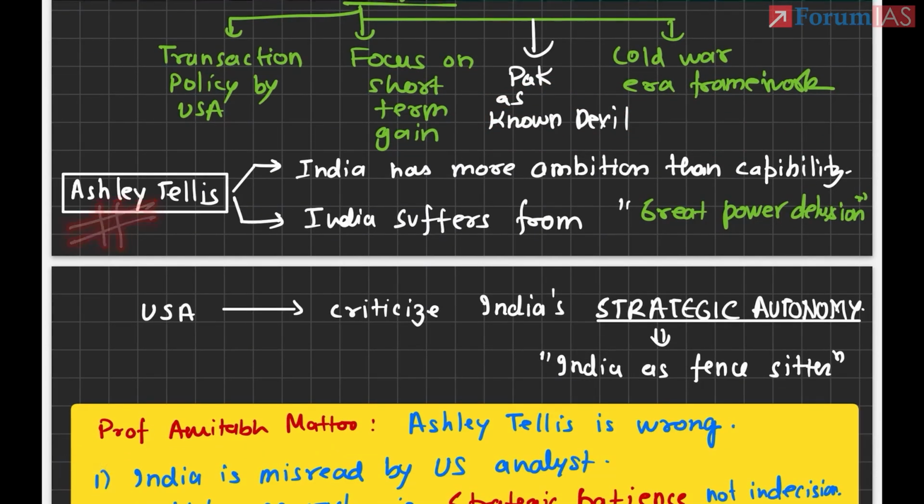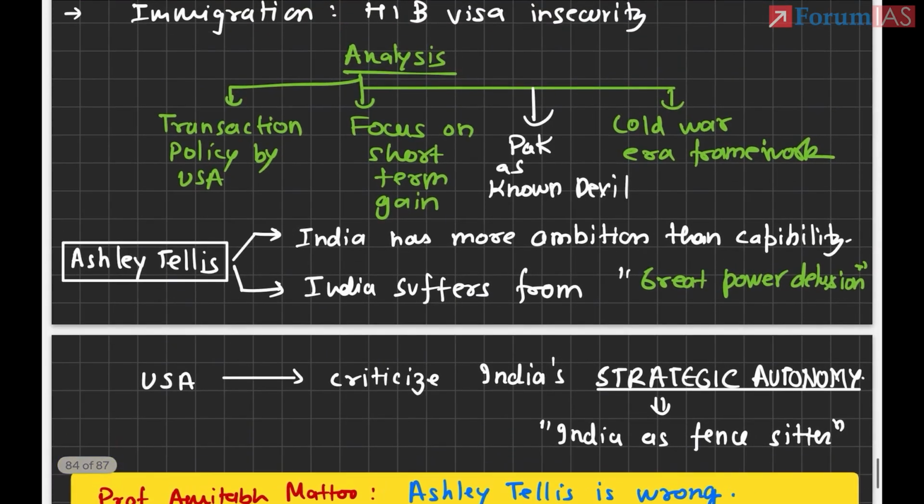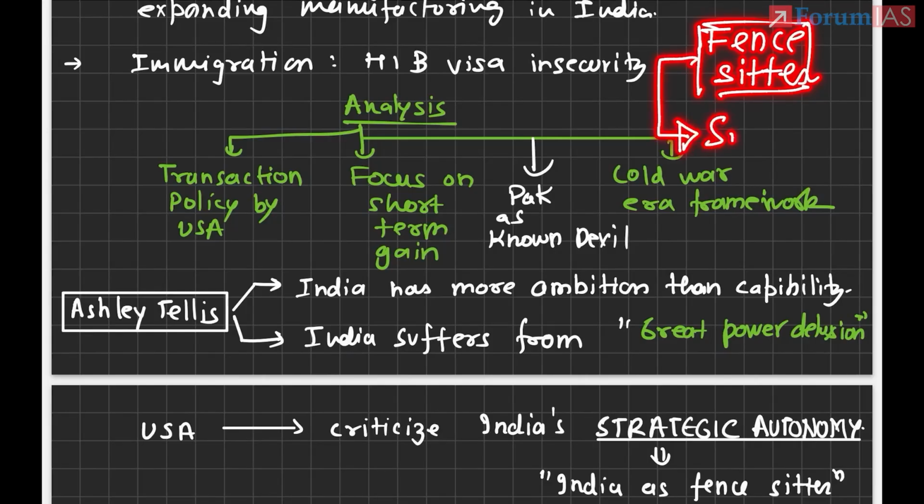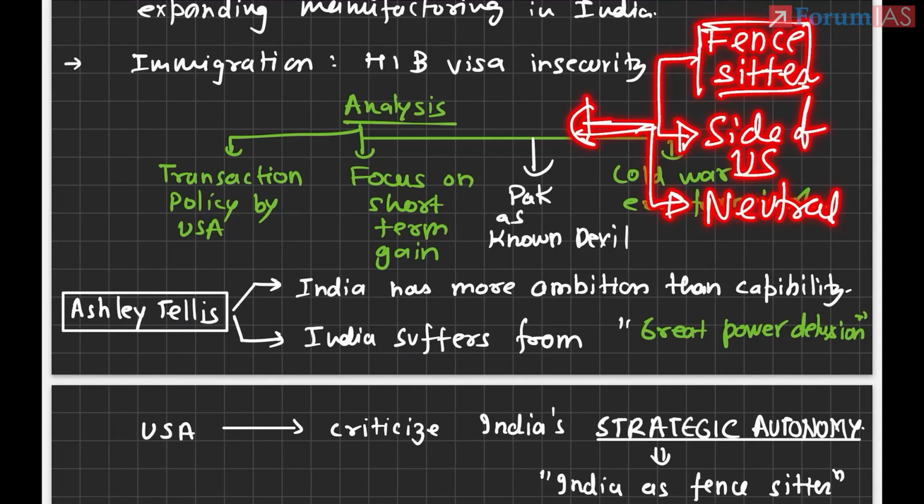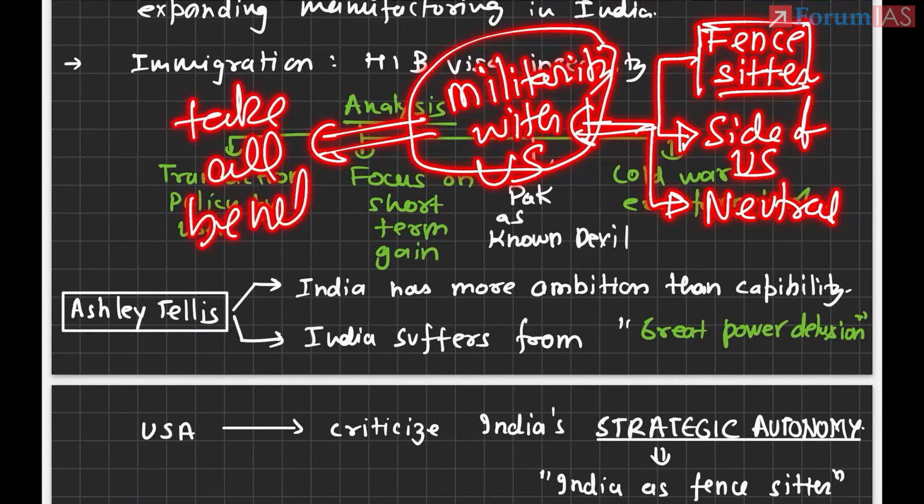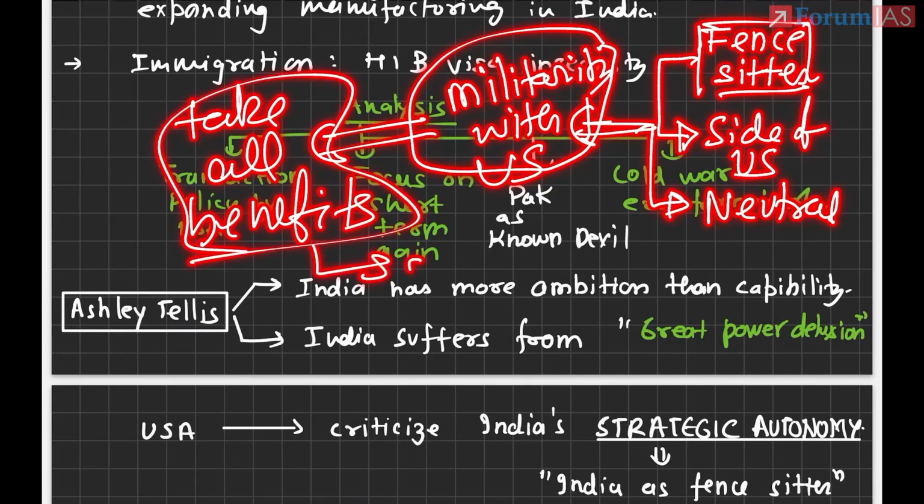Ashley Tellis, a noted scholar, what does he say? He says that India is a fence-sitter. What is its meaning? Due to strategic autonomy, India does not take the side of the US. India remains neutral. He also says that India does not partner militarily with the US. India does not want to commit to the US, but India wants to take all the benefits. So they consider India self-centered also.